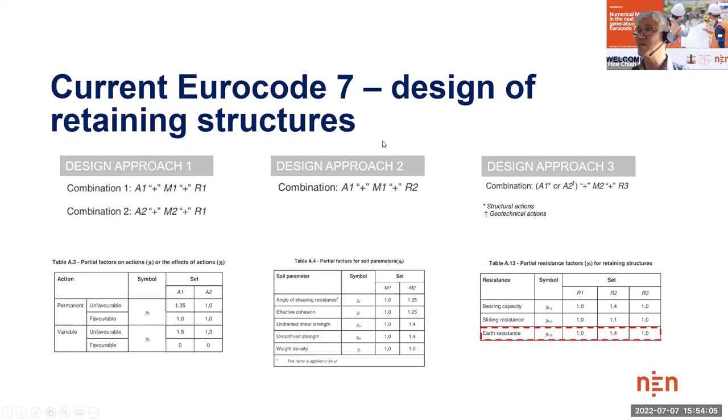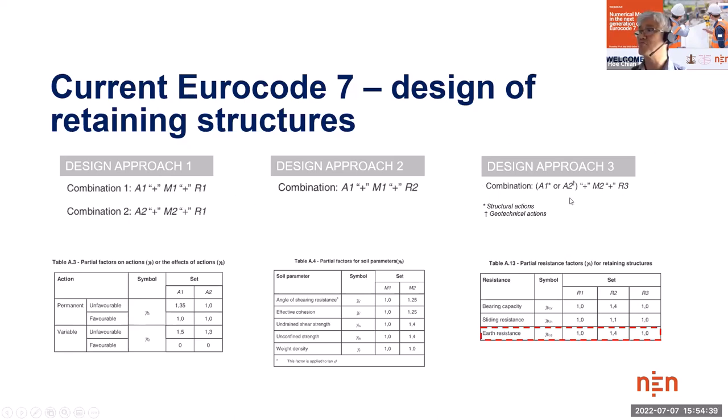If you look at design approach 2, those countries that adopt design approach 2, they are fairly similar to combination 1, but for retaining wall design, they need to check for resistance factor of 1.4. Obviously, in numerical modeling, this is not possible. But if you are taking another additional check, meaning that the likelihood that design approach 2 will be more critical than combination 1 of design approach 1.